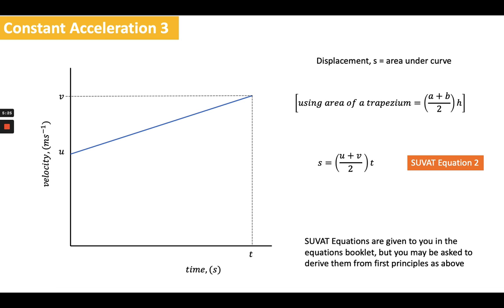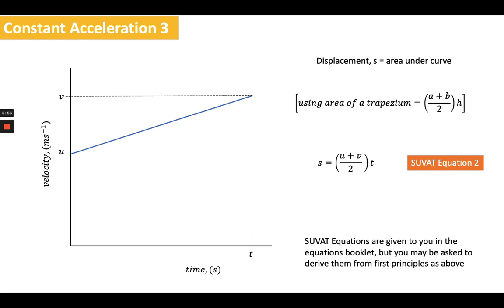One key thing just to note is that the SUVAT equations are given to you in the equations booklet. Okay, so you are given a list of the SUVAT equations, but you can be asked to derive them from first principles, which is what I've just done. Okay, it's not that common, I'll be honest, but at the same time, I don't want you to be in a situation where next year in your exams you're asked this question and you haven't practiced it. Okay, so it is worth understanding where these are derived from. So as I said, we're going to do 2 equations today. So those are our first 2 equations.